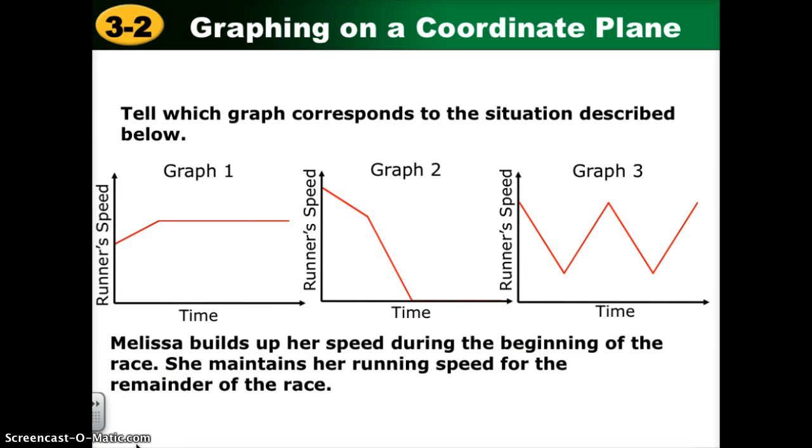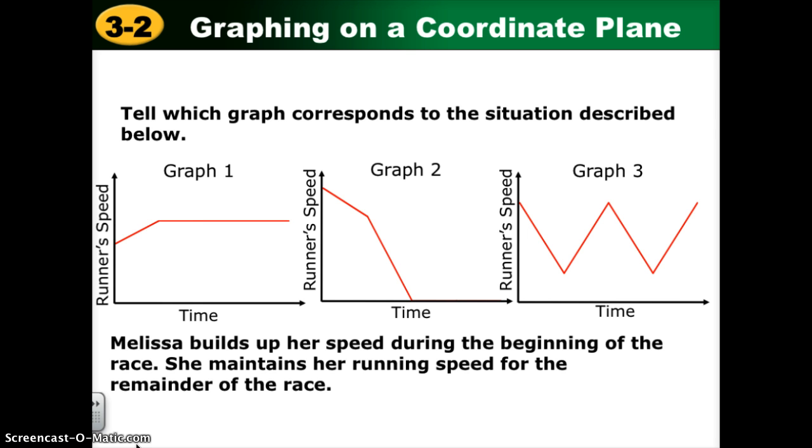Let's look at another scenario. We have the same graphs, graph 1, graph 2, graph 3, on runner speed and time. Different scenario. Melissa builds up her speed during the beginning of the race. She maintains her running speed for the remainder of the race. Take a look at which options you have and think about the parts of her race.